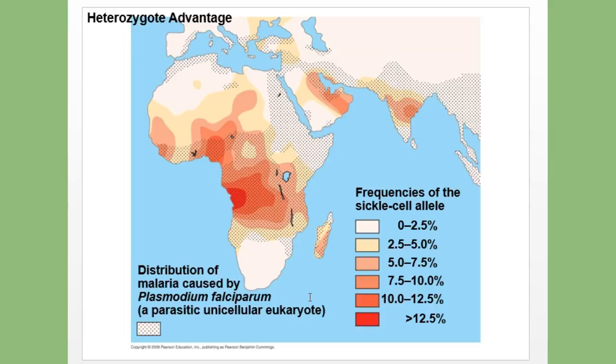So, what this is showing is the checkered background is showing the distribution of malaria, caused by a parasitic unicellular eukaryote, and the shading from white to dark pink is the frequency of that sickle cell allele. The places that are more prone to malaria have areas with a very high frequency of that sickle cell allele that conveys malaria resistance. Okay?